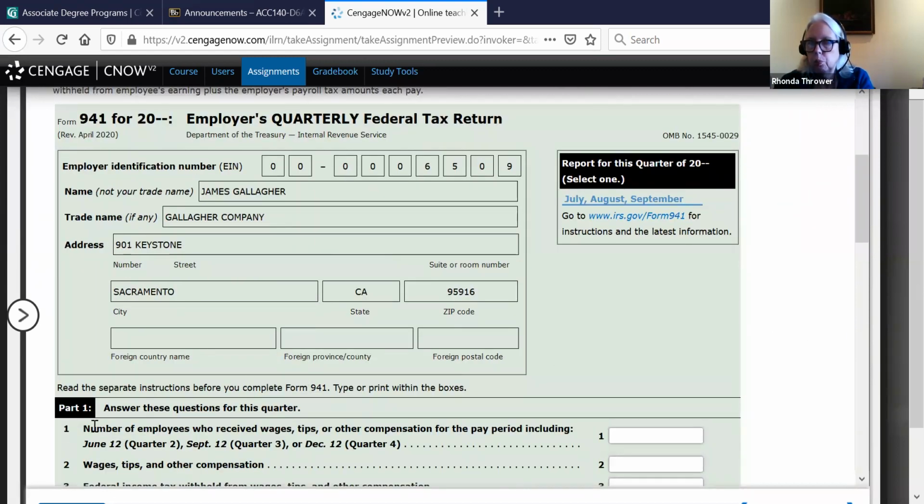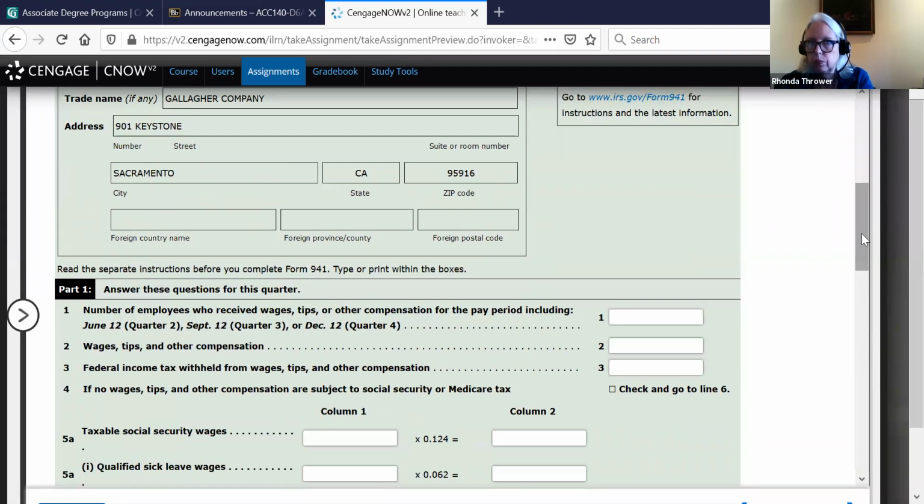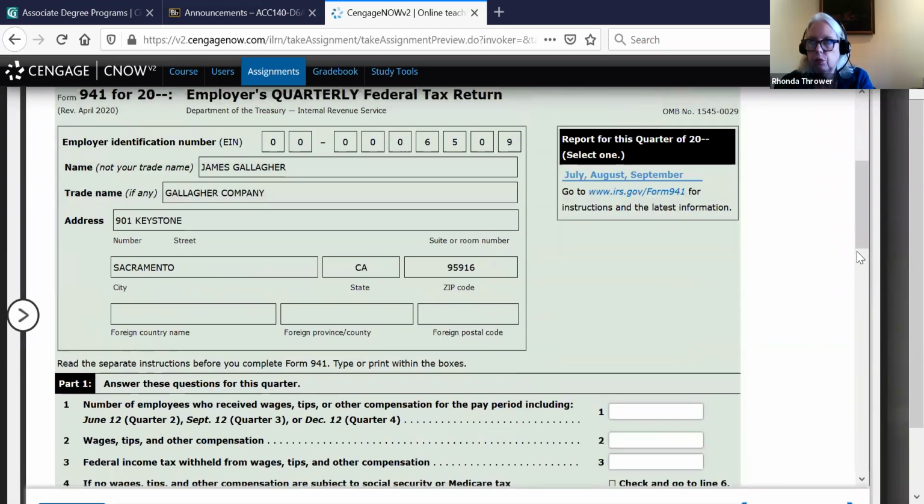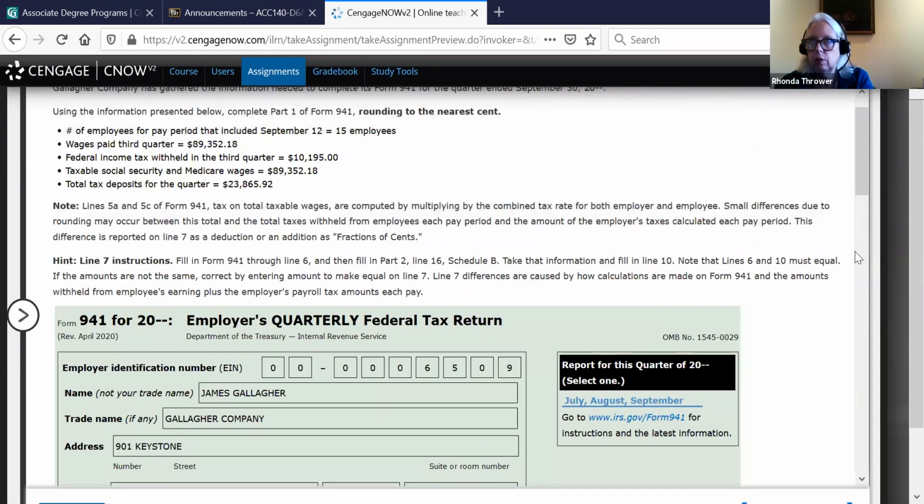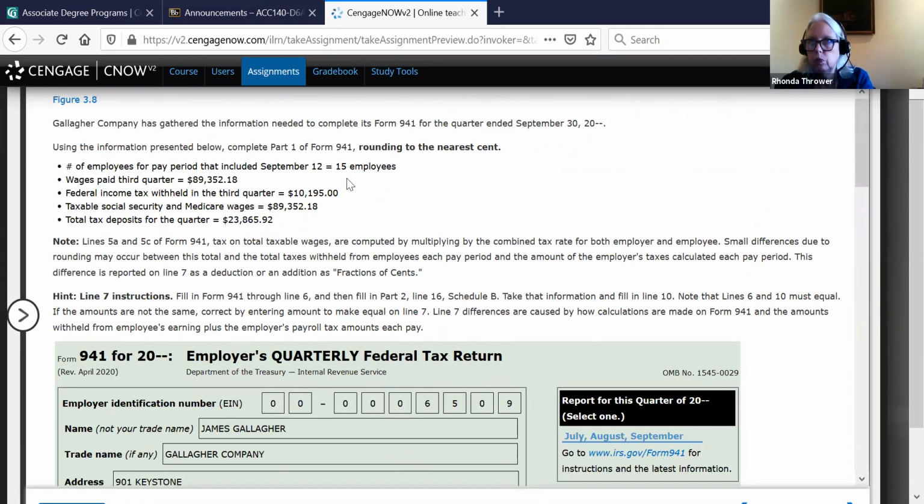Then you're going to go to part 1, which they ask us to complete in this problem. On the first line, it's asking you for the number of employees who received wages and tips. That information was given to us in this problem. The number of employees are 15.